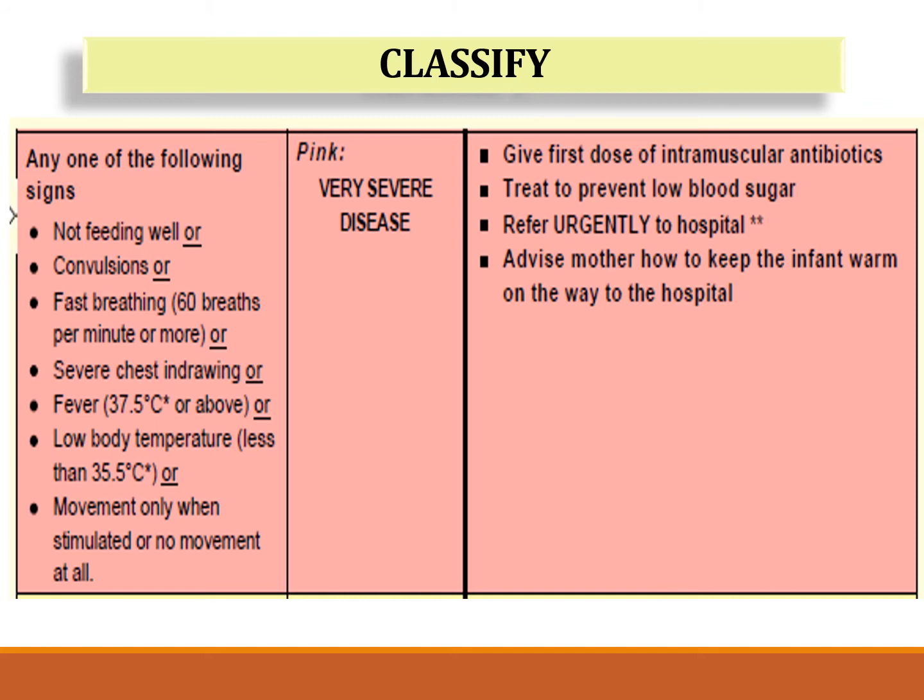So what you do, give the first dose of intramuscular antibiotics, treat to prevent low blood sugar, refer urgently to the hospital, then advise the mother how to keep the infant warm. This is very important. Thermoregulation is very important for infants on the way to the hospital. So before you send the patient to the hospital, give your initial IM antibiotics. Hopefully you can determine the blood sugar. If not, just give sugar water or breast milk. You can do OGT if necessary and feed the infant if you can.